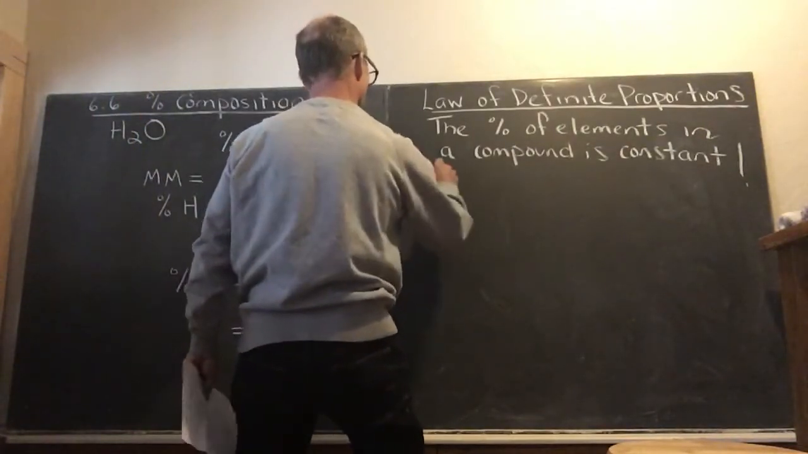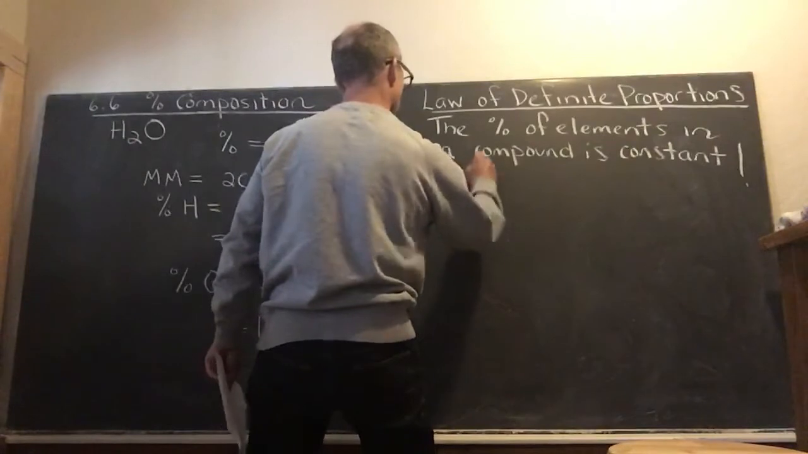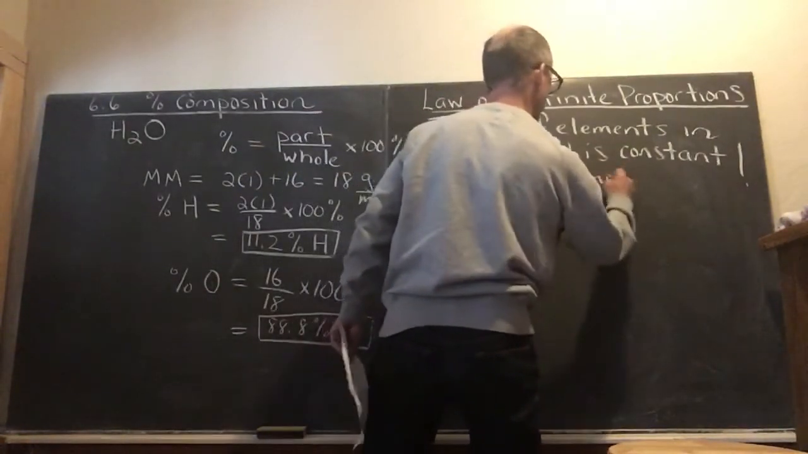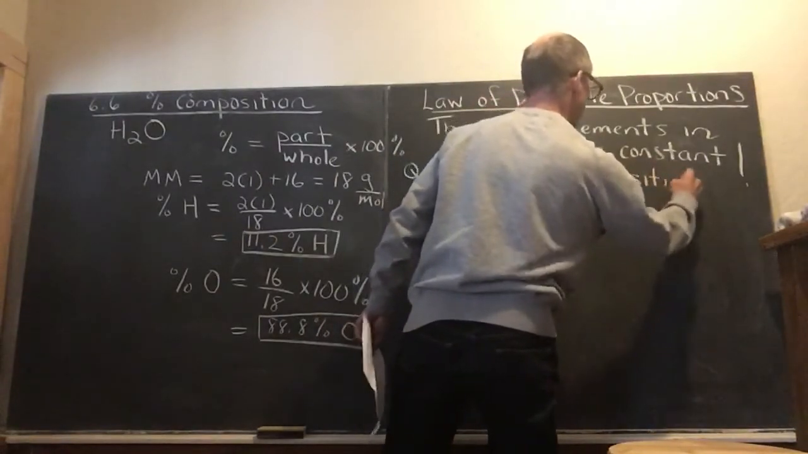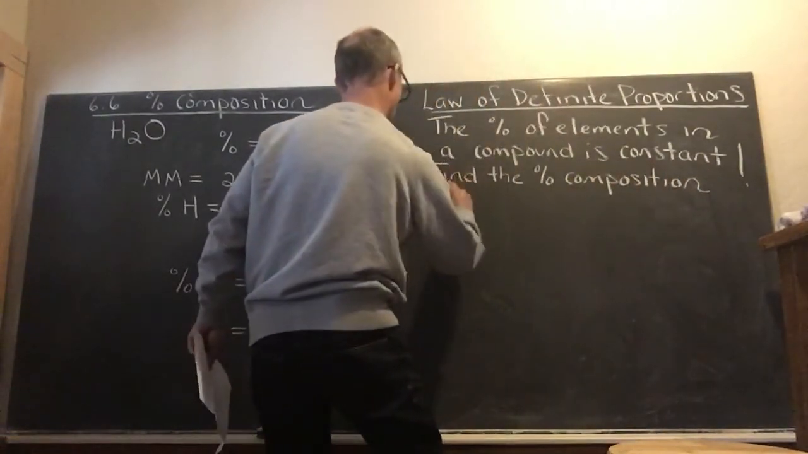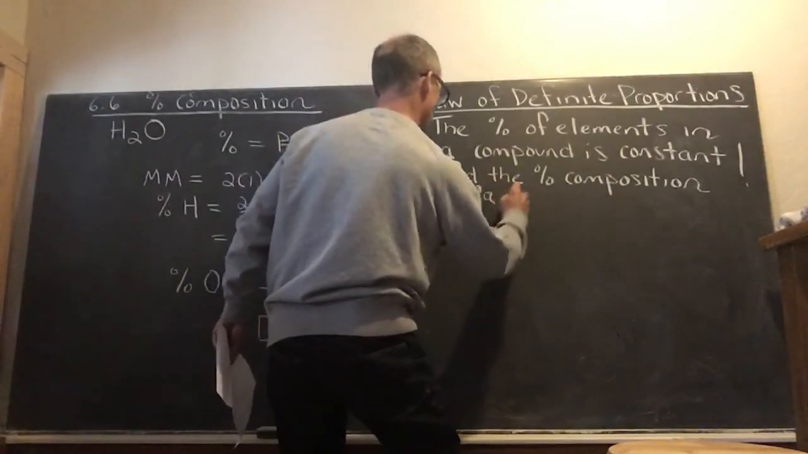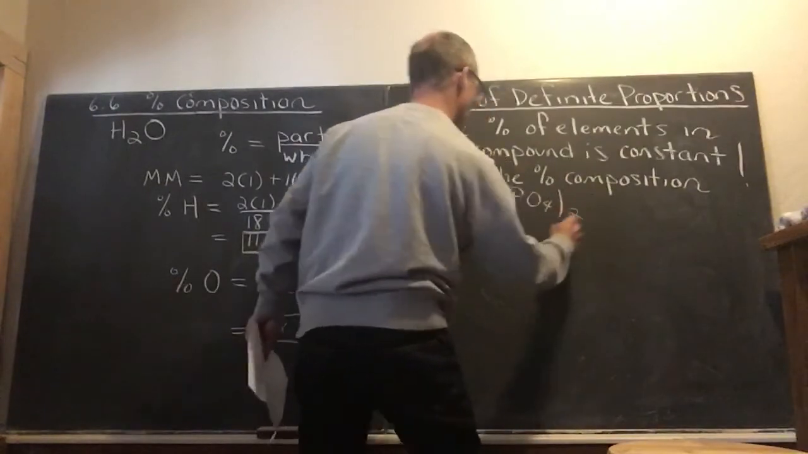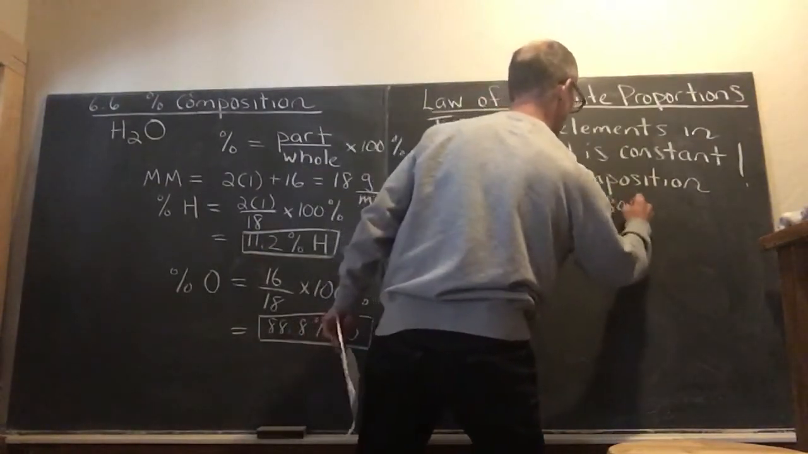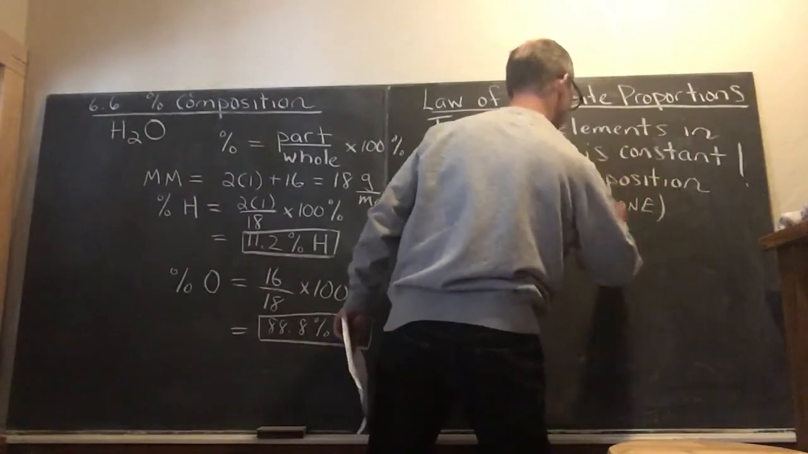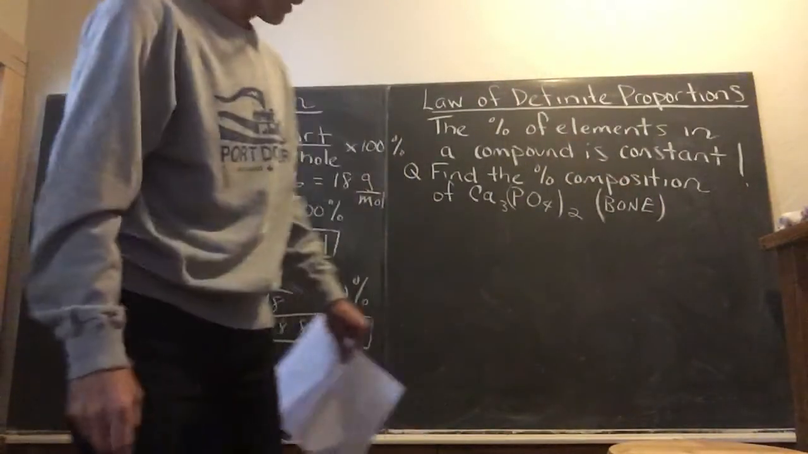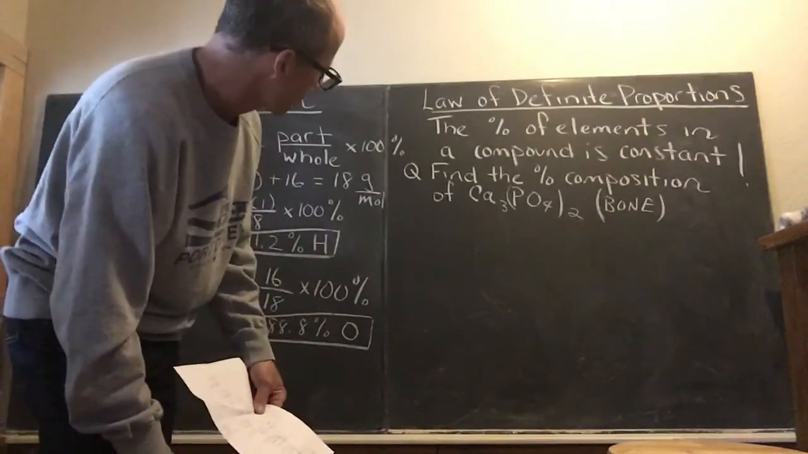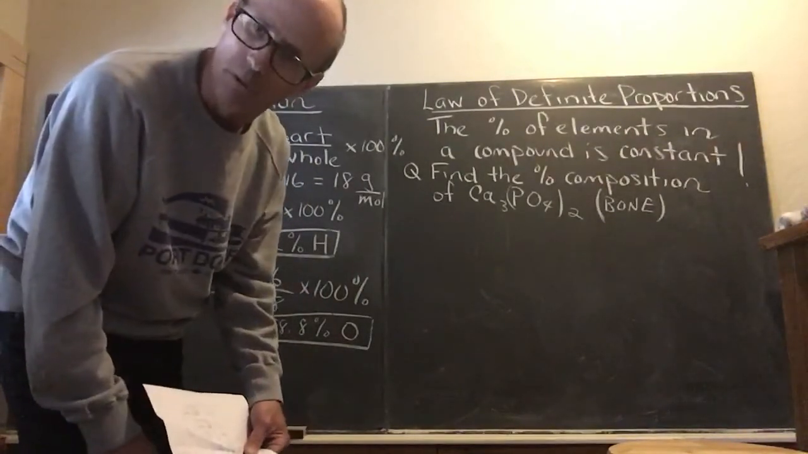Here's a question. Let's find the percent composition of calcium phosphate. So a little bit of review of nomenclature. Remember, this is the material found in our bones, right? Calcium is 2+ and phosphate is 3-. That's how we get this fairly complicated formula.